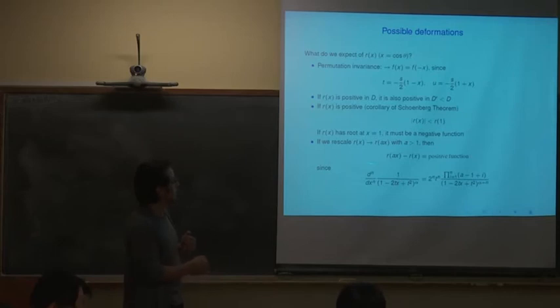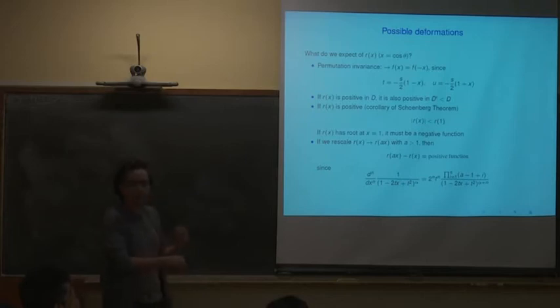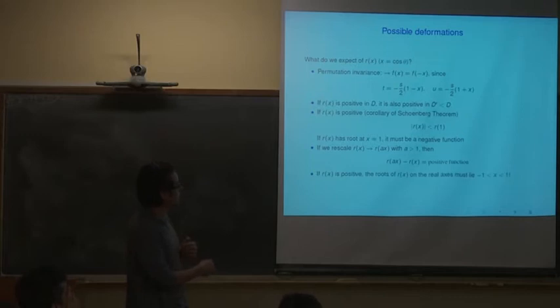Also interesting: if we rescale x by a, with a bigger than 1, then the difference is also a positive function. This can be proven directly from the generating function that defines the Gegenbauer polynomials. We can discuss this if anybody's interested. These are some useful properties that we're going to use. If you combine these statements, you find that if R of x is positive, then the roots of R of x on the real axis must lie between minus 1 and 1.